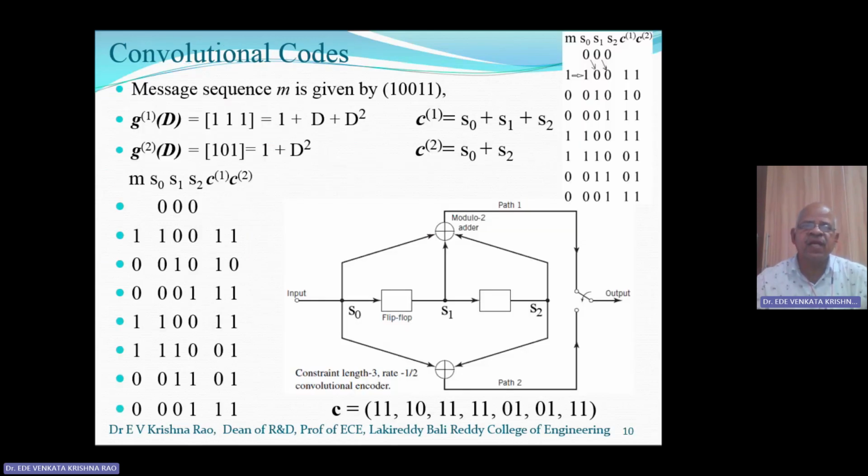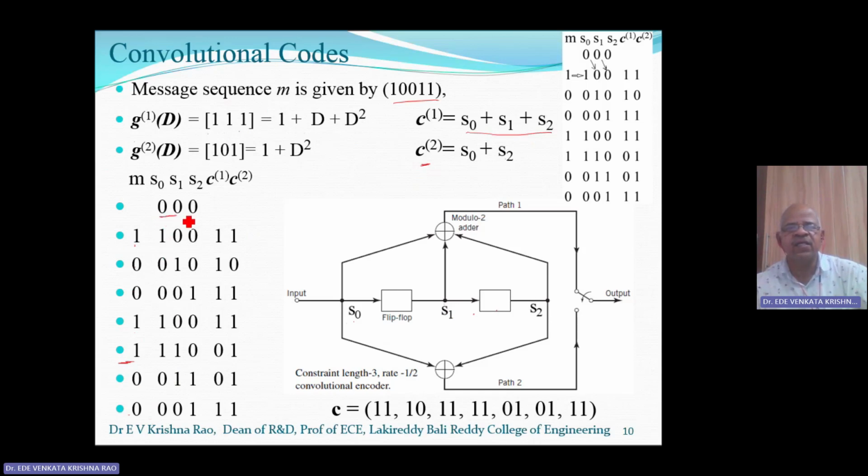The same thing can also be generated using tabular form. The impulse response G1 of D, 1 plus D square, is taken as the sum of S0, S1, S2, the combination. And the generator polynomial for the second output, C2, is a combination of S0 and S2, 1 plus D square, 101. So this is S0 plus S2. For a given message 10011, this is the message. And there are two more shifts required, as two flip-flops, a two stage shift register, are taken. The last bit given at node S0 will be shifted once to reach S1, and one more shift is given to reach S2. So that is why two more shifts are required.